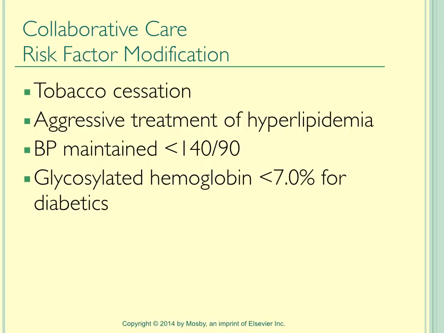In PAD patients with any coexisting diabetes or renal insufficiency, we want the blood pressure to be maintained at less than 130 over 80. So if PAD patients also have diabetes or any renal diseases, we want their blood pressure to be less than 130 over 80.